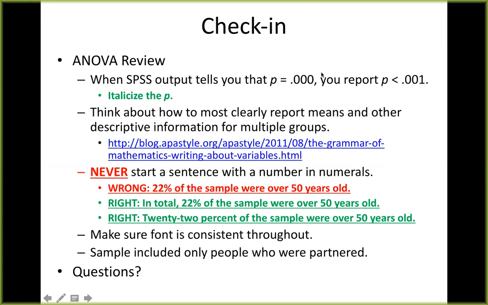The ANOVA, I sent you all this already, so you already have all of this. So when SPSS output tells you that the significance is 0.000, you'll report p is less than 0.001 because that's the smallest we can know from that number. Don't forget to italicize the p.